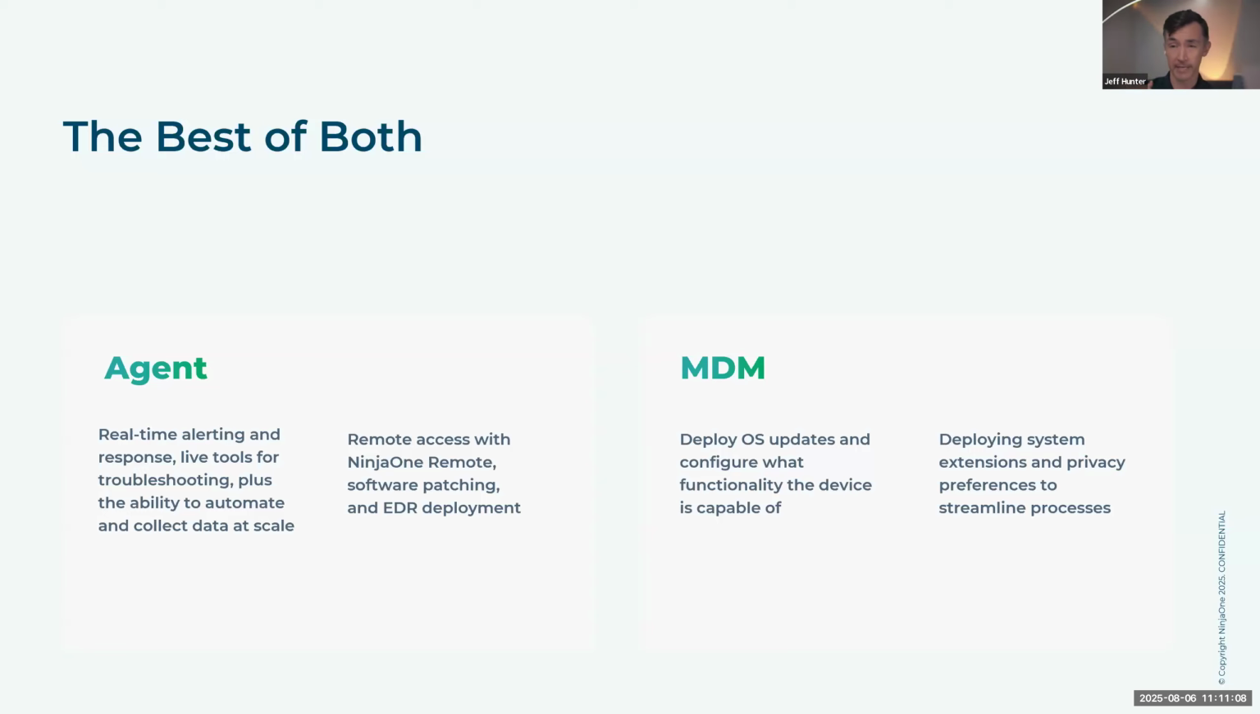So on the agent side, you're getting that real-time alerting, you're getting the live tools for troubleshooting, you're getting the ability to push custom automations, custom applications as DMG and PKG files. You're getting the remote access with NinjaOne Remote. You're able to patch software applications. You're able to back up the device. You're able to deploy the EDR. And then on the MDM side, you're able to get the operating system updates. You're able to deploy the restrictions, the system extensions, the privacy preferences. And that really helps streamline everything.